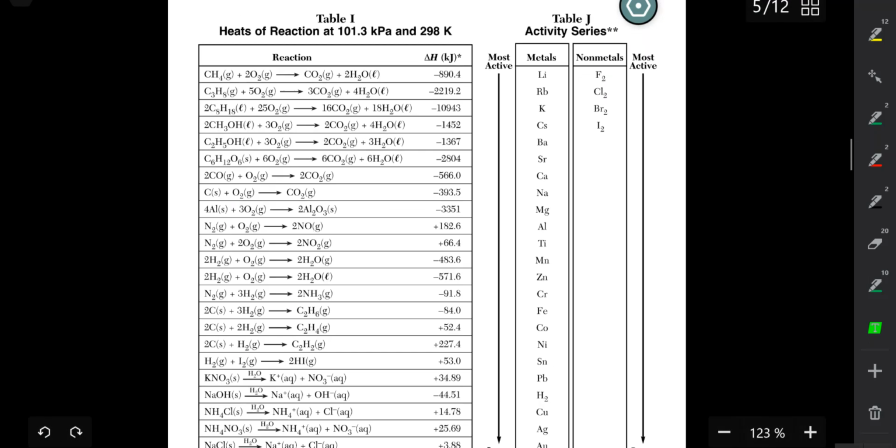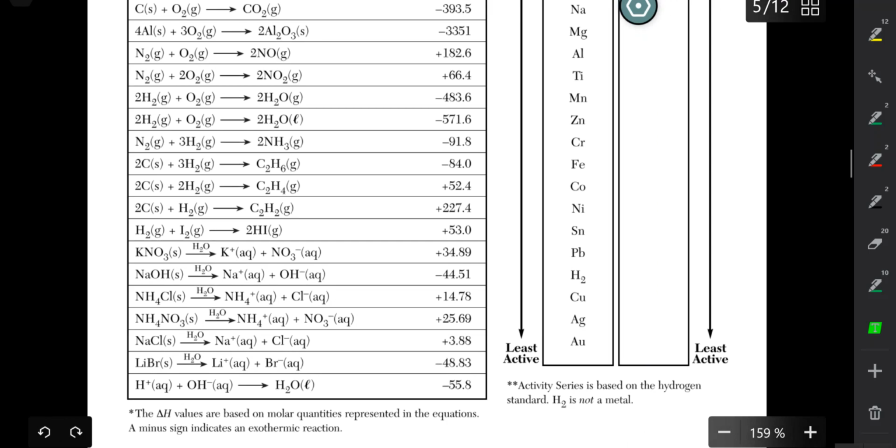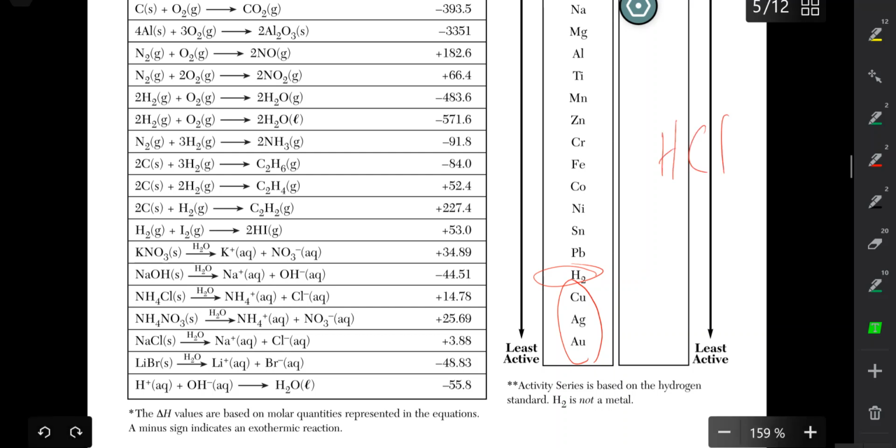So here's table J. This is hydrogen. All these metals here are less active than hydrogen. So if you had one of these metals combined with an acid such as HCl, let's say Ag plus HCl, you're not going to get any reaction.